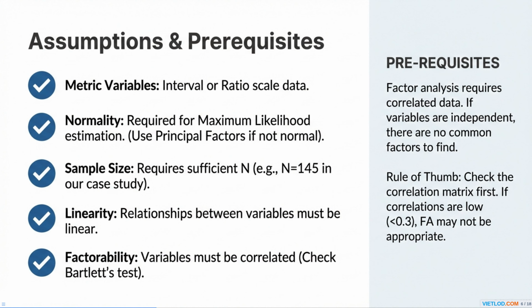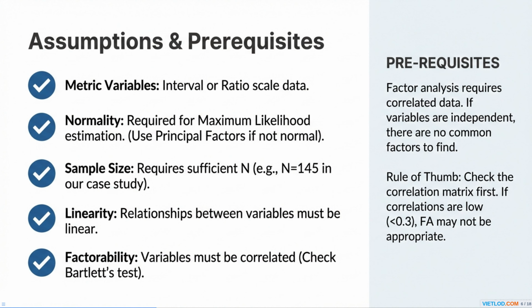First, our variables must be metric, meaning they should be on an interval or ratio scale. Normality is a requirement for certain estimation methods, specifically ML, or maximum likelihood. If your data is not normally distributed, the principal factors method is a more robust alternative. You need a sufficient sample size. While there are various rules of thumb, having more observations than variables is critical. In our case study, we have an N of 145.